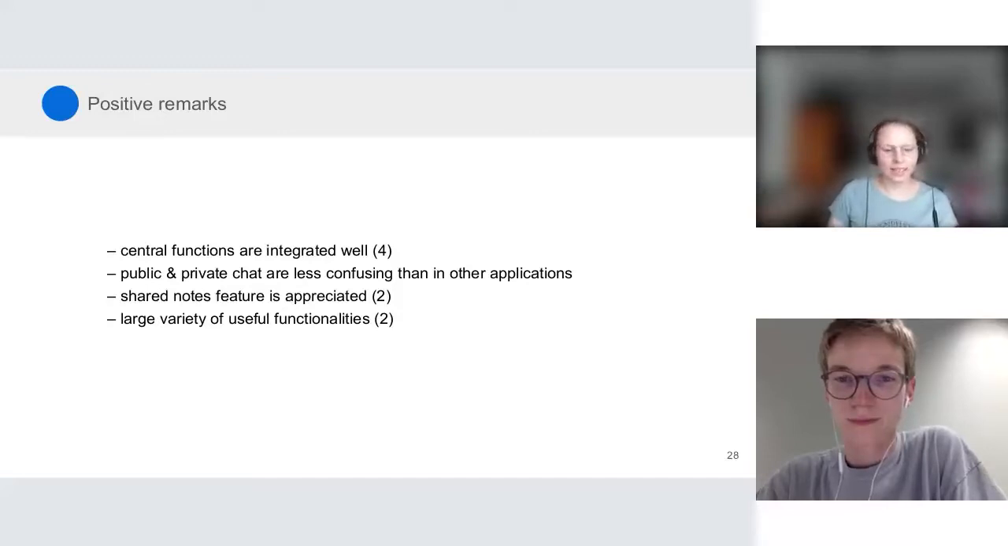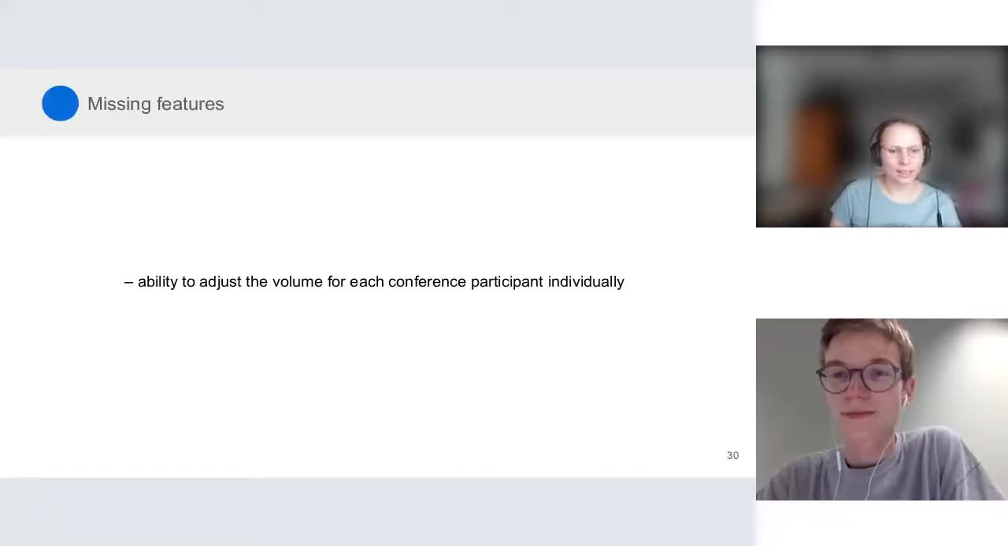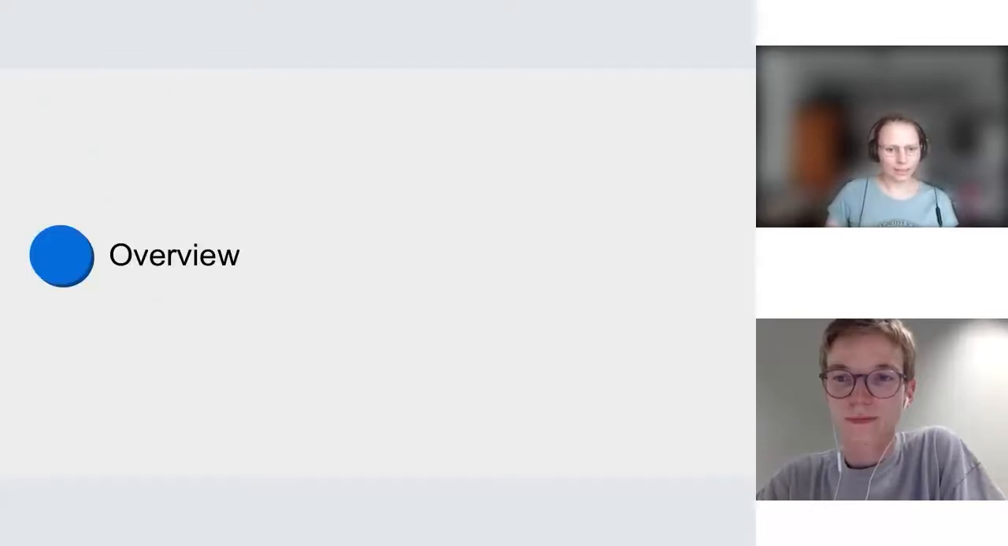So now to our last point in findings, missing features. Since a lot of features are already well implemented, there's only one point that we can add from our study. And that is one person said that it would be nice to be able to adjust the volume for each conference participant individually. But when we presented the results to Vitos for the first time, we were already told that that is not an easy fix, because the way the sound is handled at the moment makes this really, really difficult. But we still wanted to mention it here.